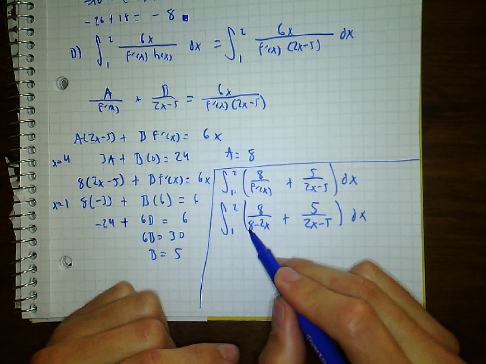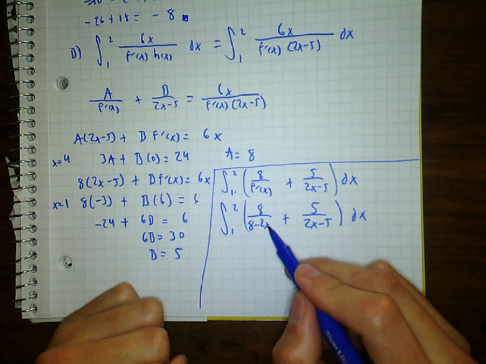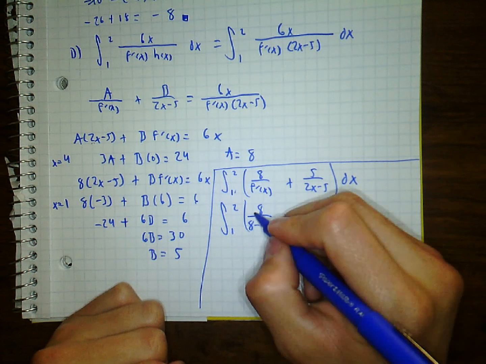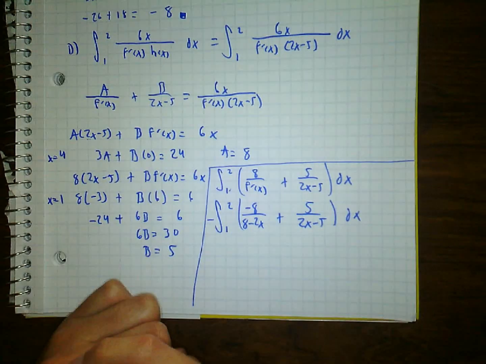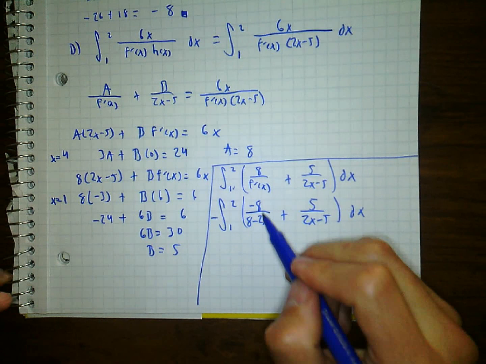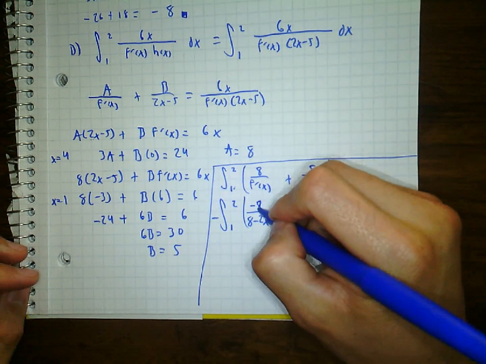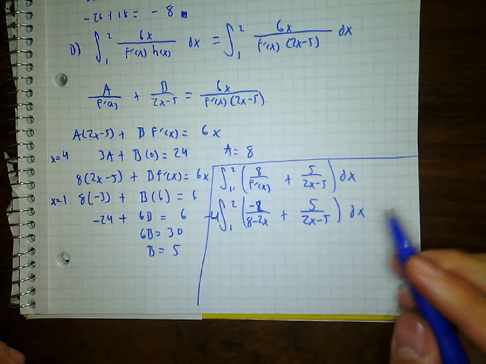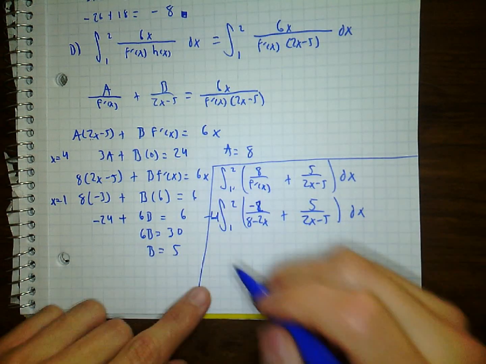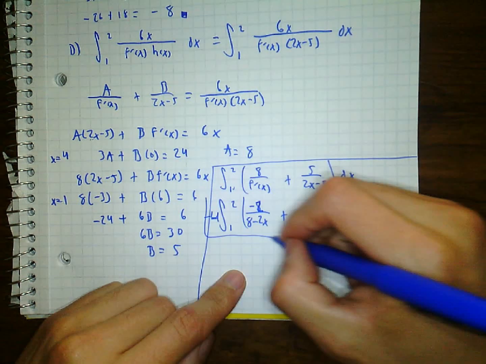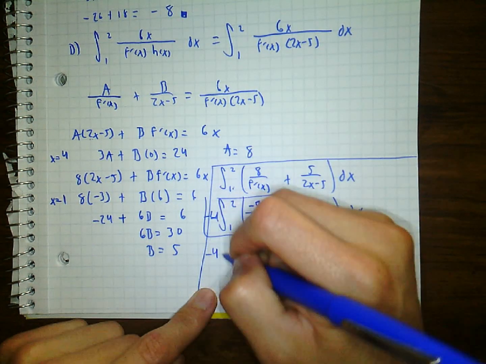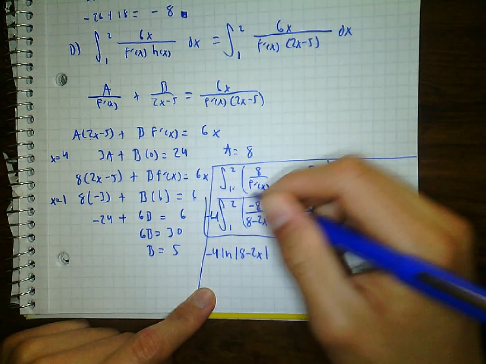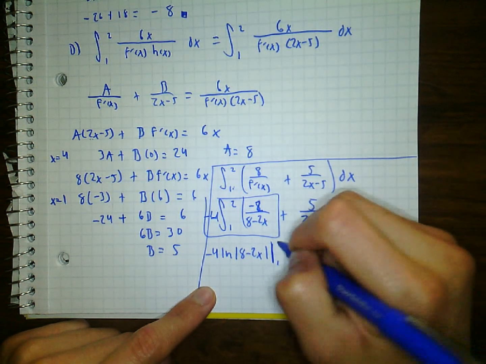Because for the integral of 1 over 8 minus 2x, the derivative, I'm sorry, that would be a negative 2. So I can put here a negative, which means I need a negative out here. And because I need a 2, I can leave this as a negative 2, and I can put a negative 4 out here. So I'm going to use that negative 4, and that doesn't change things. So that means that the integral of this, for this one at least, this part right here, is going to be negative 4 natural log of 8 minus 2x. And that's going to be evaluated from 1 to 2.